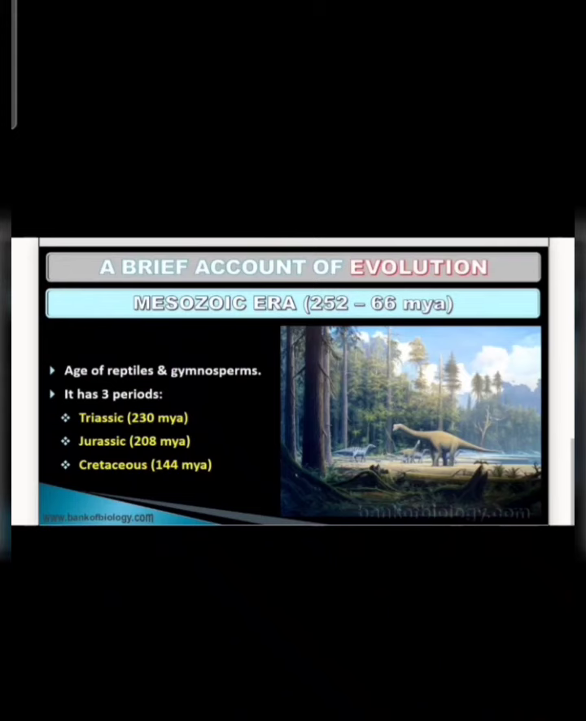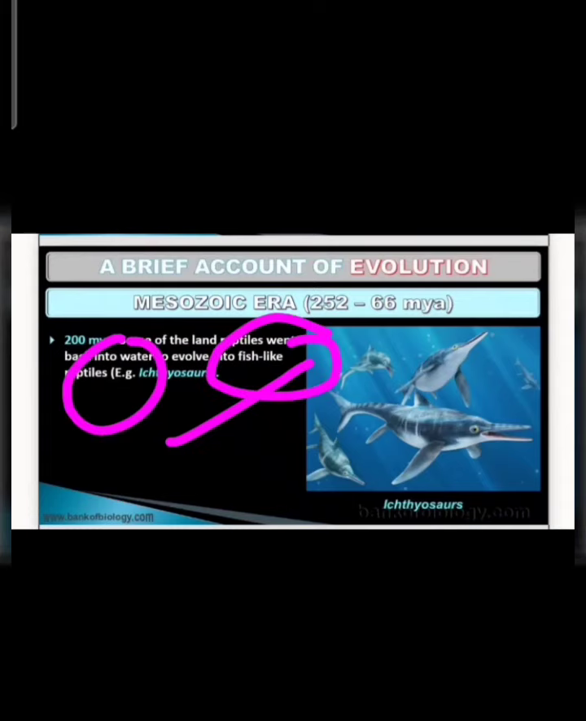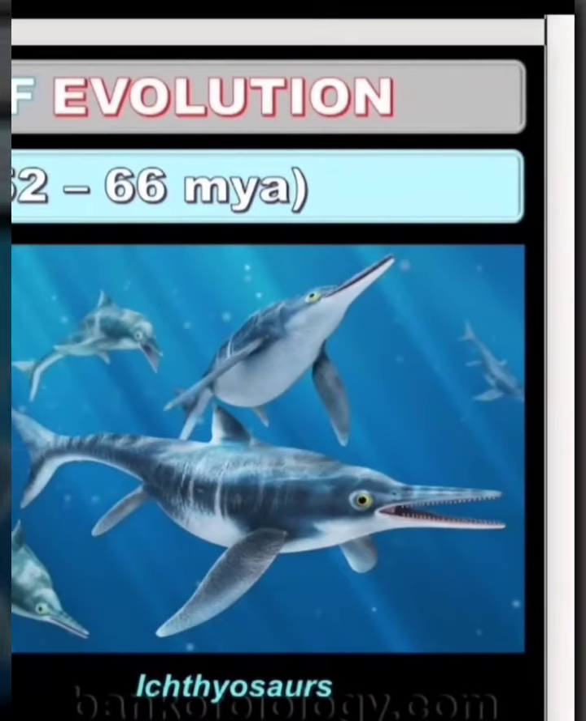The age of reptiles and gymnosperms has three periods: Triassic, Jurassic and Cretaceous. Triassic 230 million years ago, Jurassic 280 million years ago, and Cretaceous 144 million years ago. In the Mesozoic era, 200 million years ago, some of the land reptiles went back into the water and evolved into fish-like reptiles, for example ichthyosaurs. As you can see, they are reptile-like, but they started to go to the water.